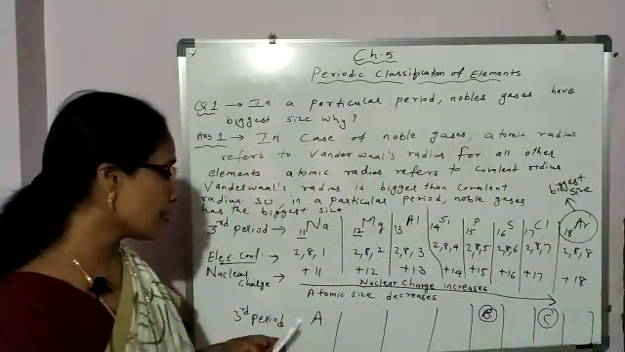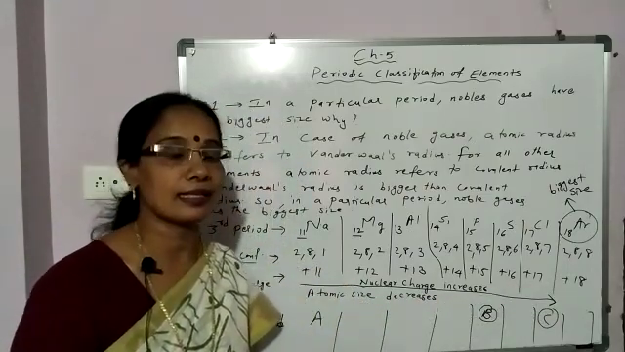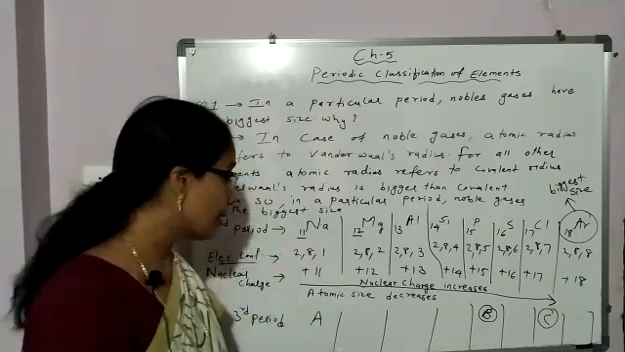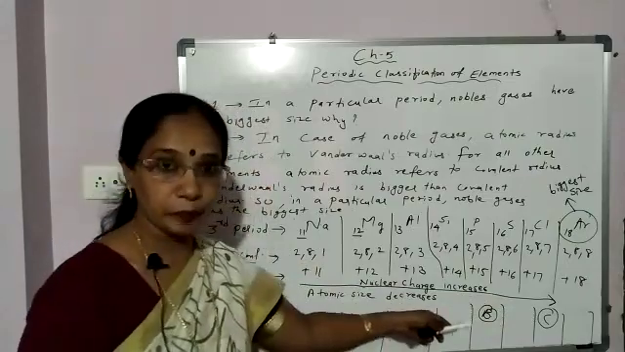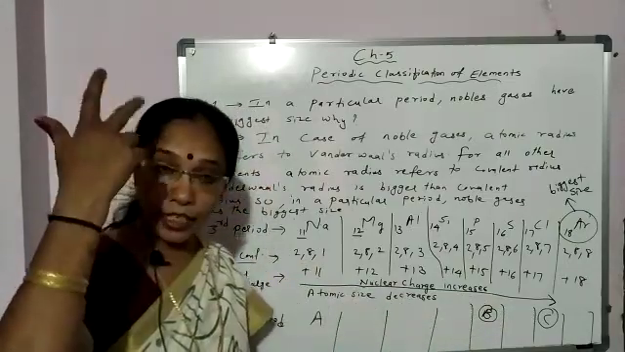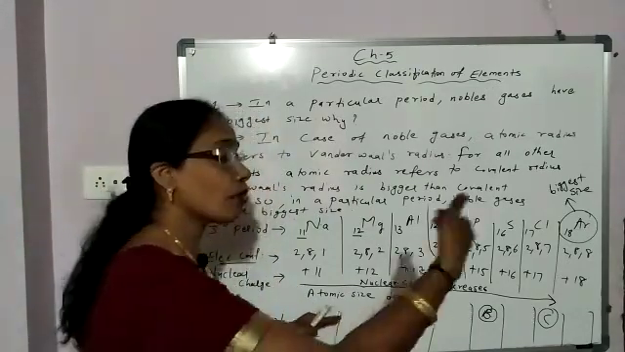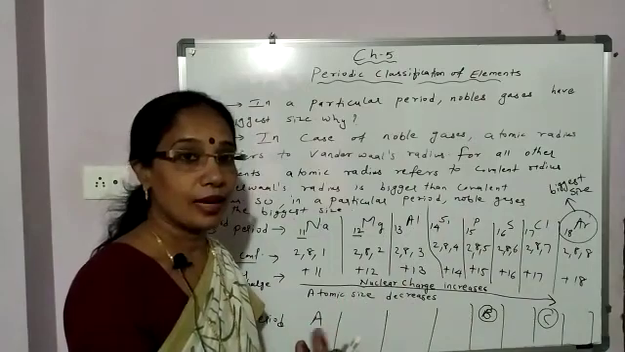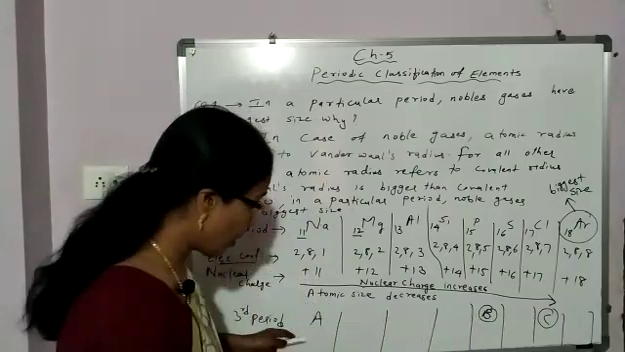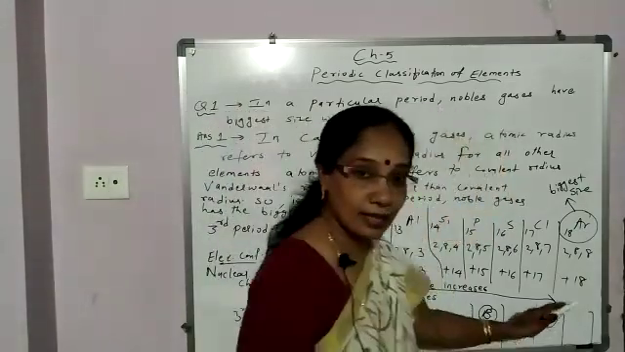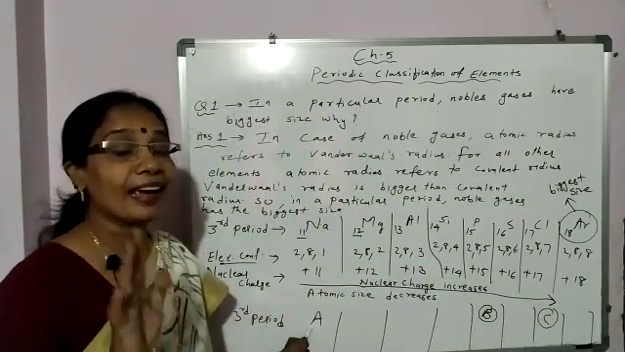And the question can be asked: out of these elements A, B and C, which has the biggest size? So you will first find out whether this comes in a period or a group. It is in a horizontal row, meaning in a period. And again you will think about the variation of atomic size in a period. As you move from left to right in a period, what happens? Atomic size decreases. So which element has the biggest size? Element A has the biggest size.